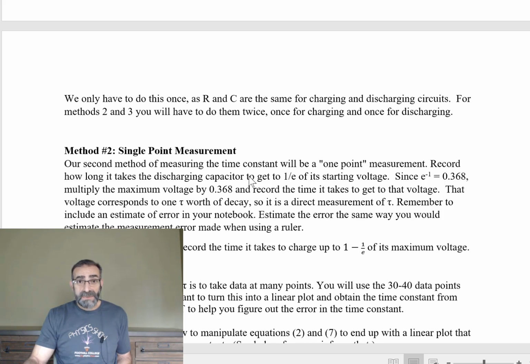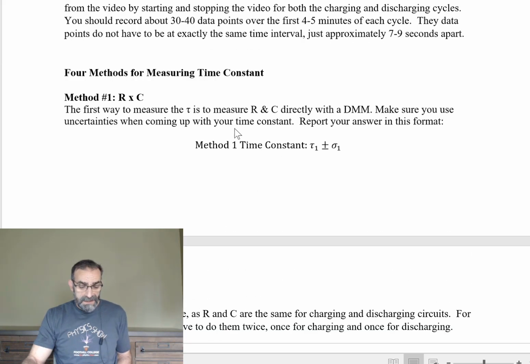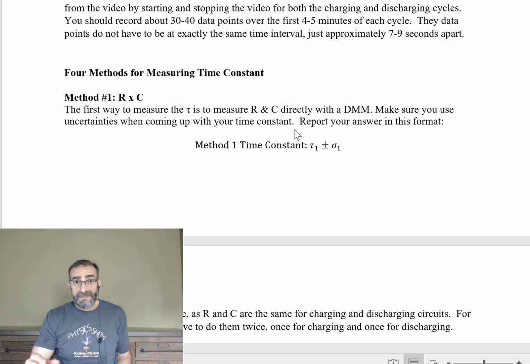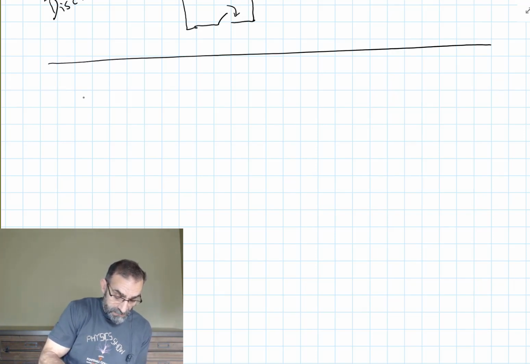So think about how you would get the uncertainty from an instrument like a ruler when you just took one reading. It's going to be some percentage of the smallest increment on that measuring device, right? Same with method 1. You're going to get the uncertainties in R and C from the measuring device, some fraction of the smallest increment on the measuring device. Just a quick refresher on uncertainties and error propagation.